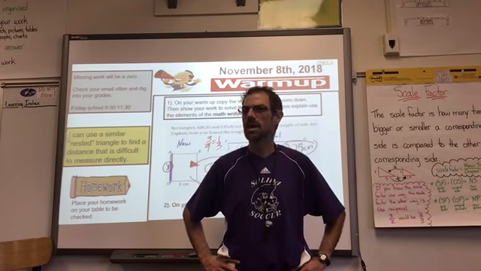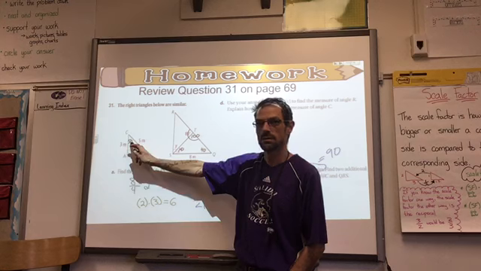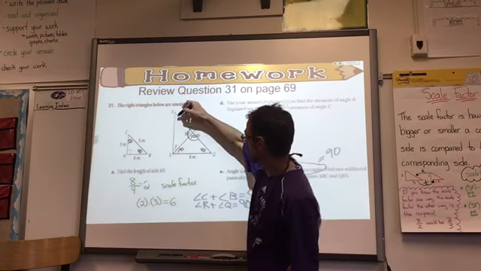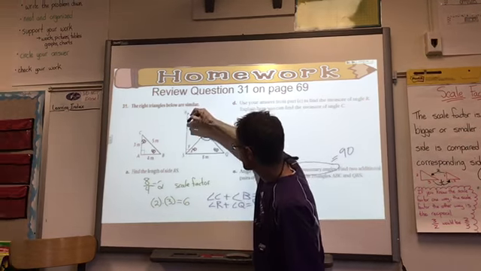So now what's 90 plus 40? 130. So what would C be? 50. Because 90 plus 50 plus 40 is going to equal 180. So if this is 50, what else is 50? R. R is 50.